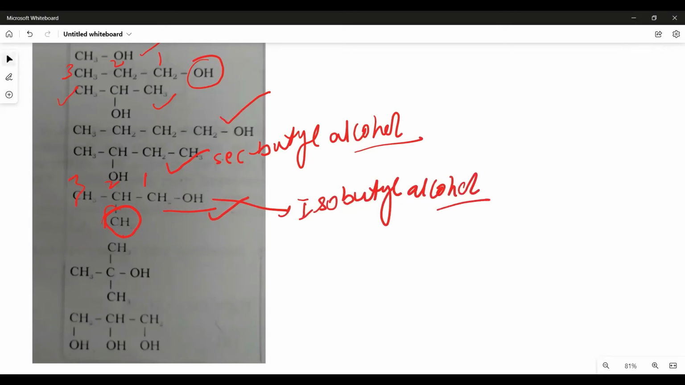Now, in the next one, you can see it is a tertiary butyl alcohol. And what will be the nomenclature? It is the 1, 2 and 3 carbon atom chain. That is the longest chain containing OH. This one will be the substituent and this is the functional group. So it is 2-methyl propane 2-ol. 2-methyl propane 2-ol, जिसको हम कंडेंस्ड फॉर्म में ऐसे भी लिख सकते हैं.